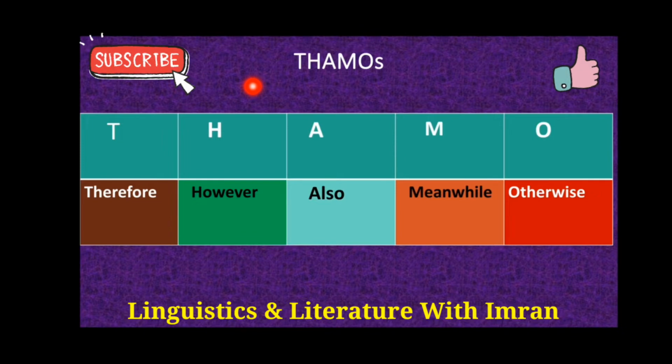So here we have THAMOS. T stands for therefore, H stands for however, A stands for also, M stands for meanwhile, and O stands for otherwise. So it doesn't mean that we have only these conjunctive adverbs. We have more, but you can learn these conjunctive adverbs using the acronym THAMOS. So let's learn more about conjunctive adverbs.